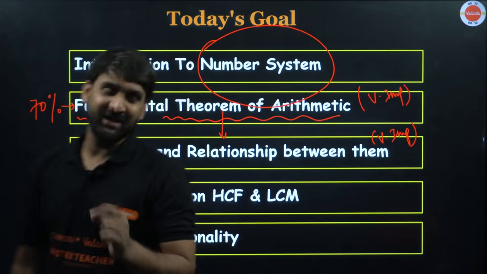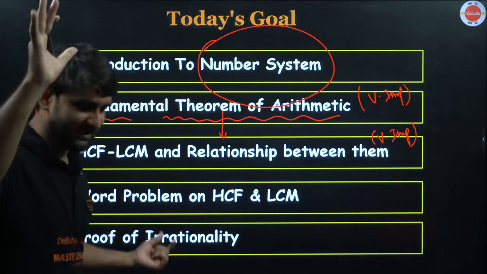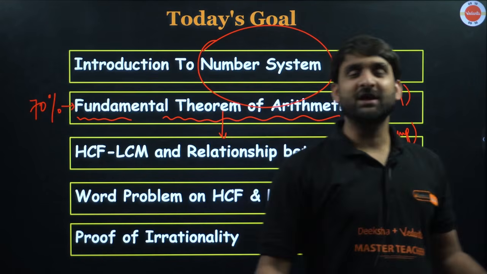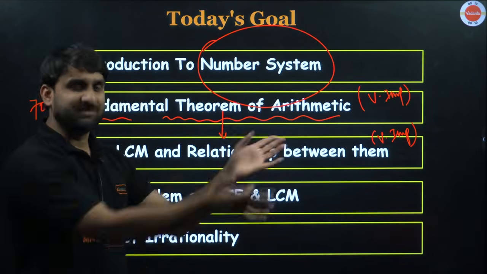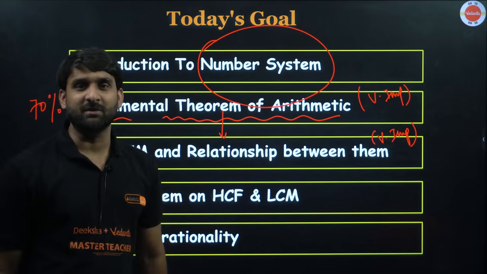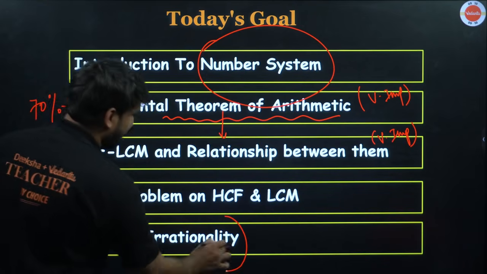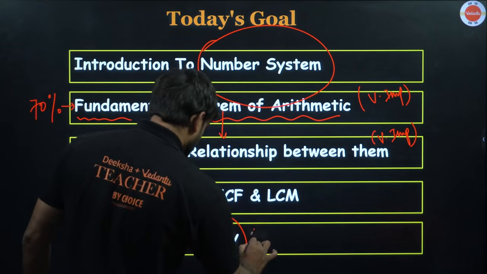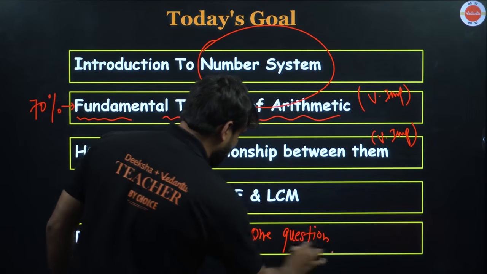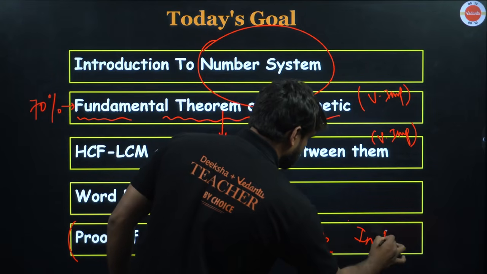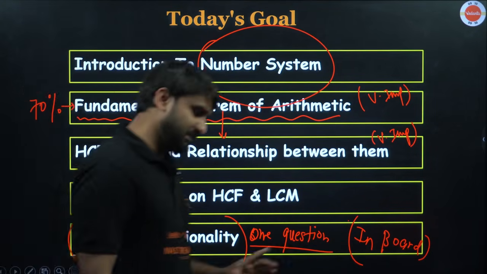Proof of irrationality is the one topic from this chapter from which one question is compulsory, mandatory. There will be one compulsory question in your question paper in the board exam. You can ask your seniors who have given their board exam and got the result, they will tell you everything about the importance of this proof of irrationality. So at least one question is compulsory in boards. One compulsory question comes up from this proof of irrationality, my dear champions.